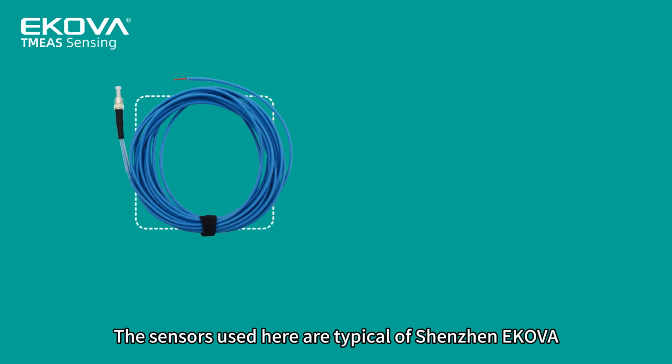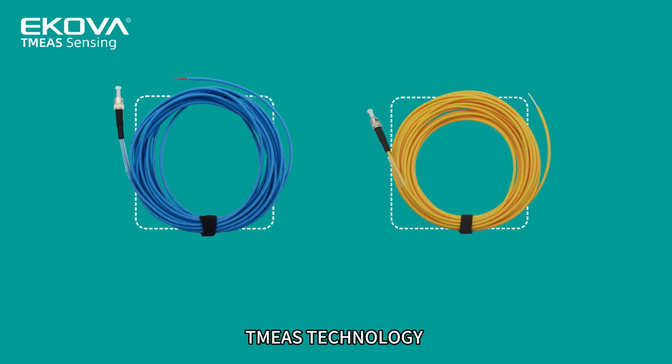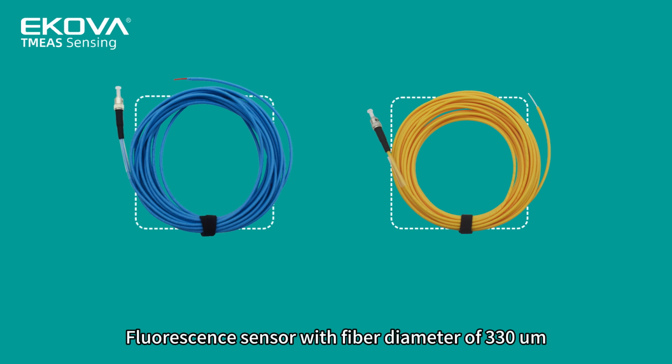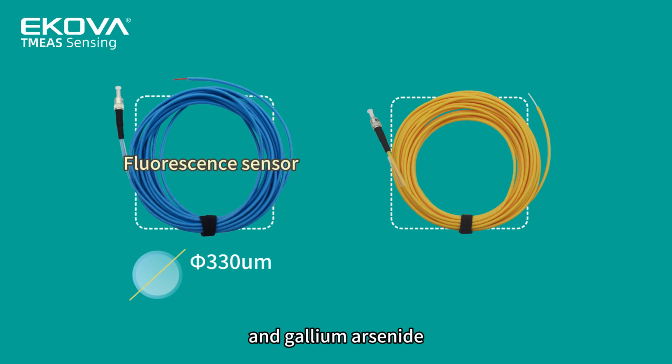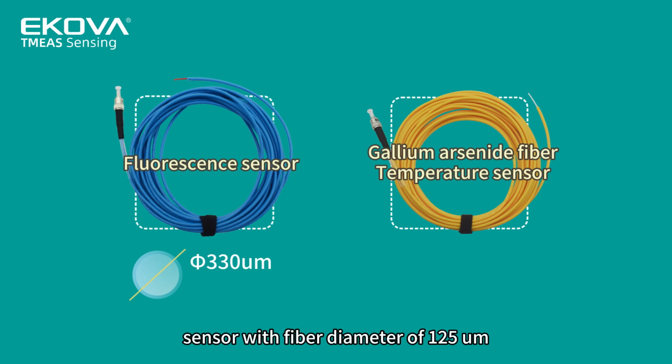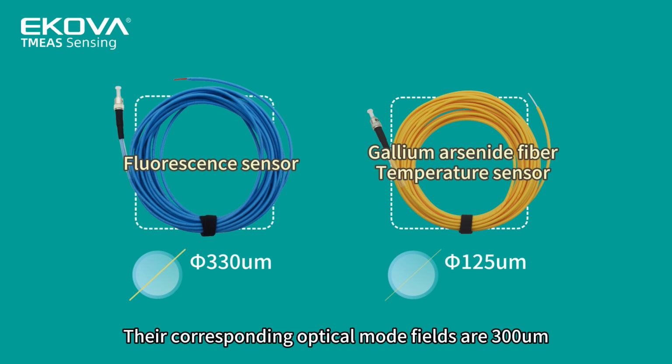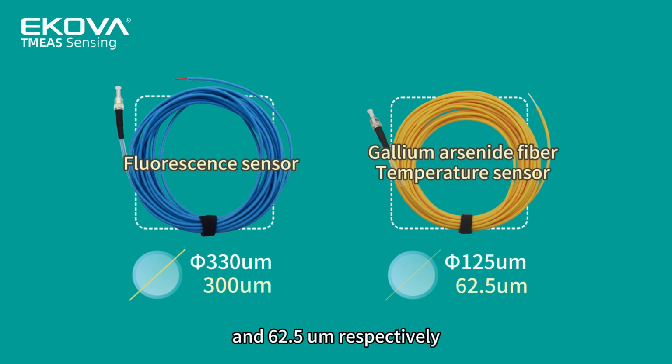The sensors used here are typical ones from Shenzhen Acova TMEAS Technology Co., Ltd. The fluorescent sensor has a fiber diameter of 330 μm and the gallium arsenide sensor has a fiber diameter of 125 μm. The corresponding optical mode fields are 300 μm and 60.5 μm respectively.